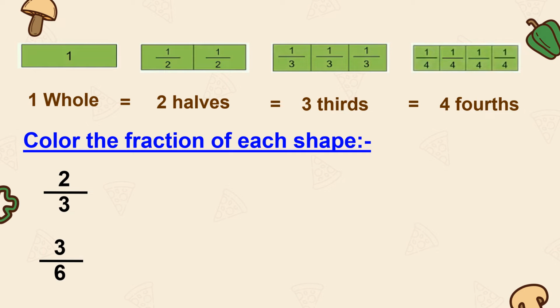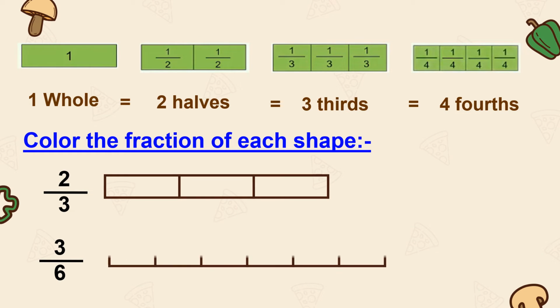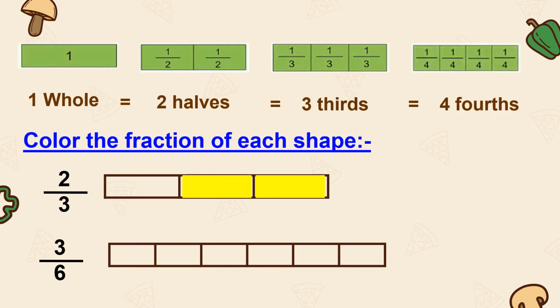Color the fraction of each shape. We have here first one, 2 over 3. So the total parts are 3, 1, 2, 3. And the colored parts are 2. So we need to color two parts. 1, 2. Next fraction is 3 over 6. So the total parts are 6 and the colored parts are 3. So we need to color 3 parts. 1, 2, 3.